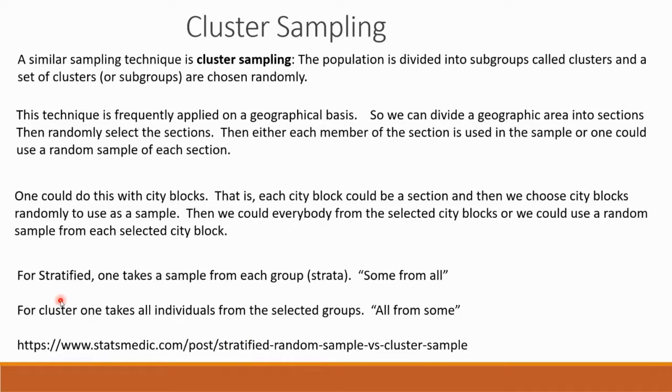Basically, for stratified sampling, you have some from every subgroup. With cluster sampling, it's all from some of the subgroups. I know there is a difference there. That's why I pointed this out. I wanted to point this out. Okay, so again, we had simple random samples, right? That's one method, okay? With cluster sampling and stratified sampling, those are other methods.